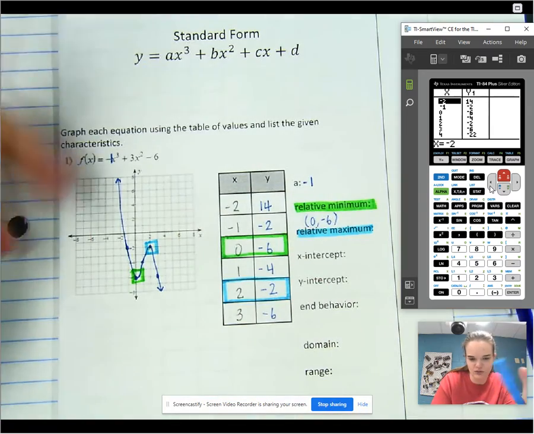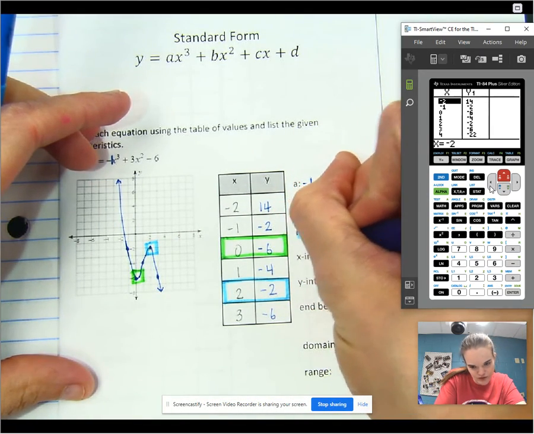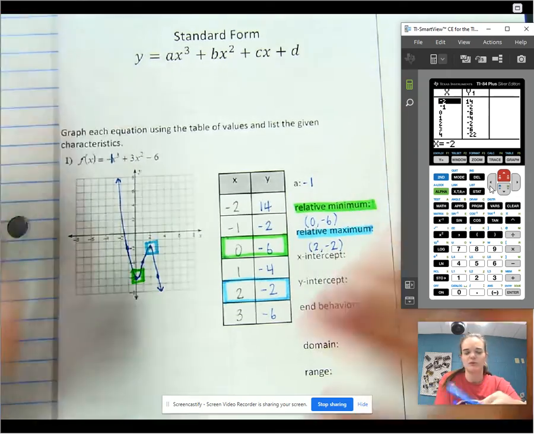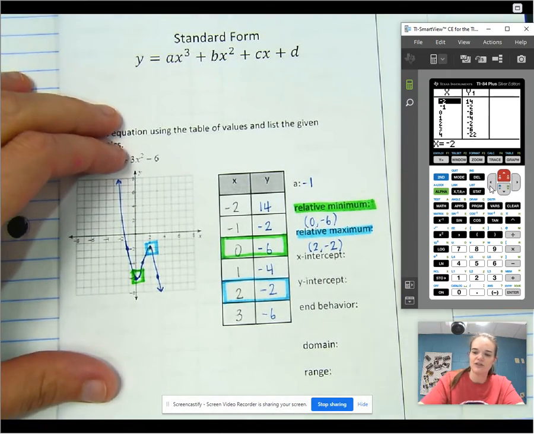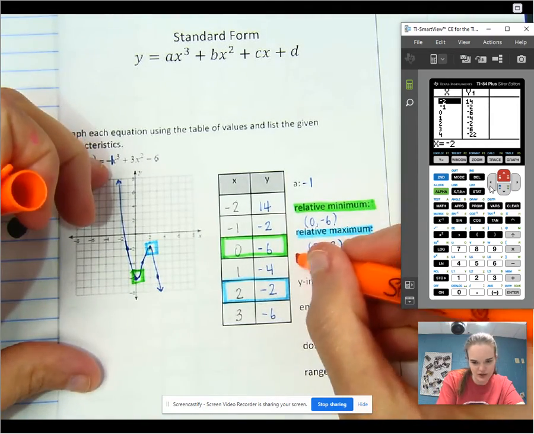2, -2. So that's the new part, is finding the relative minimum, relative maximum. Now let's do what we've done in the past: x-intercept, y-intercept, end behavior, domain, and range.